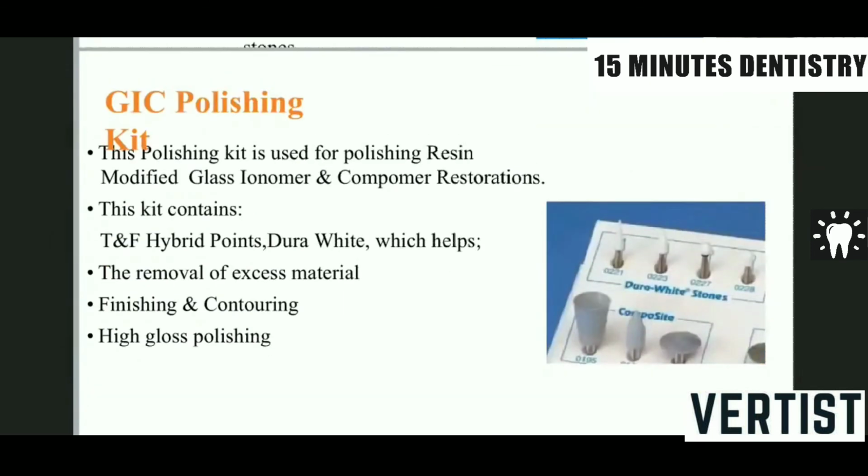For glass ionomer, generally a tricky question is asked about when the finishing and polishing of the glass ionomer is done. The gross finishing of the glass ionomer is done at the end of the restoration with the help of a sharp instrument or a blade, and the final finishing and polishing of the glass ionomer should be done after 24 hours. That is the most common viva question about glass ionomer finishing, and these finishing kits are also available for high gloss and a uniform surface.